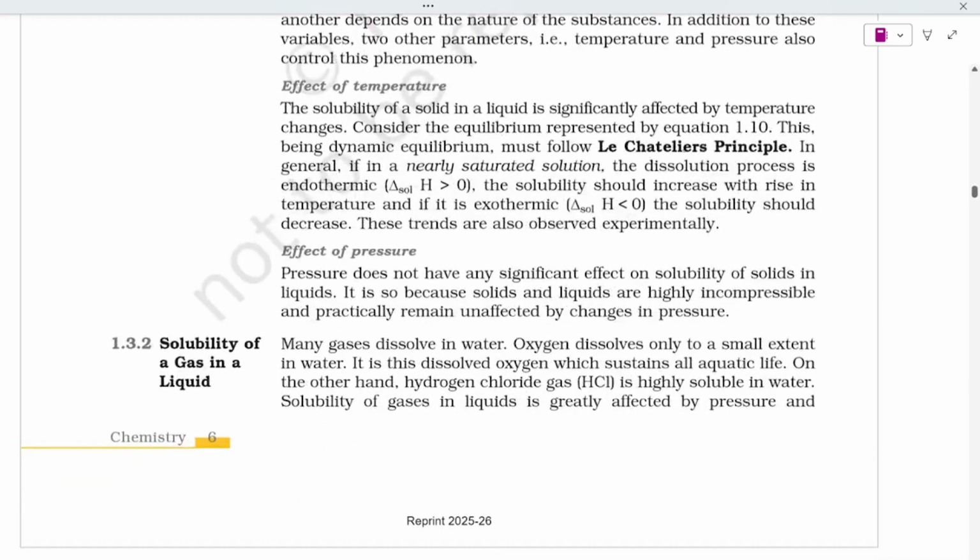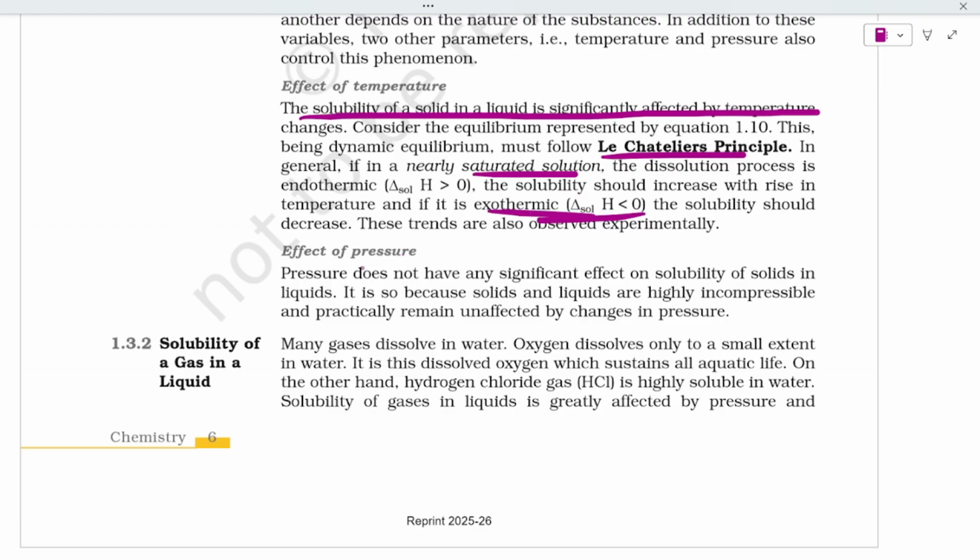And if we see Le Chatelier's principle, we already know that the solubility of a solid in a liquid is affected by temperature. Consider the equilibrium represented by the equation. If delta H of solution is greater than 0, that is endothermic for a saturated solution, and it is exothermic for less than 0.